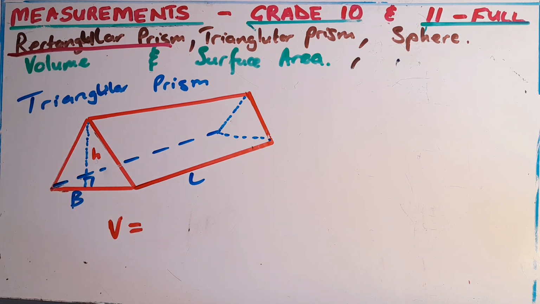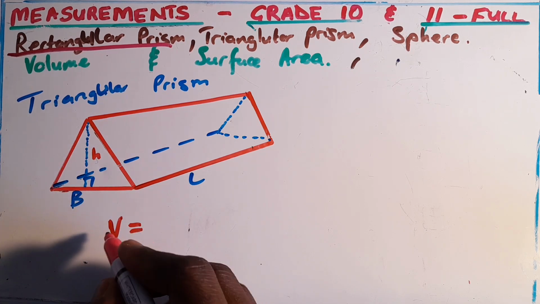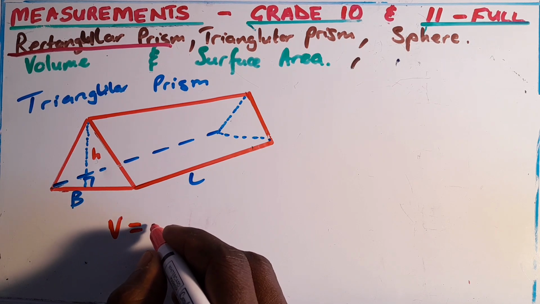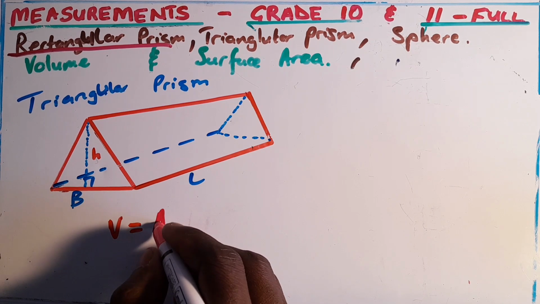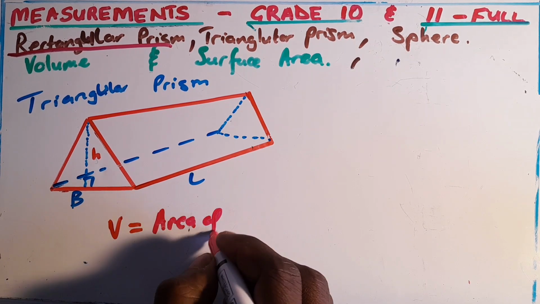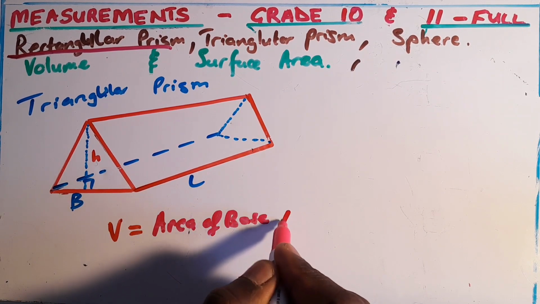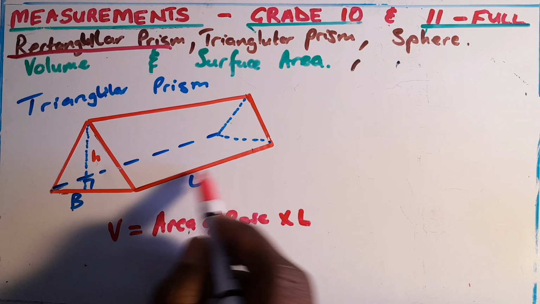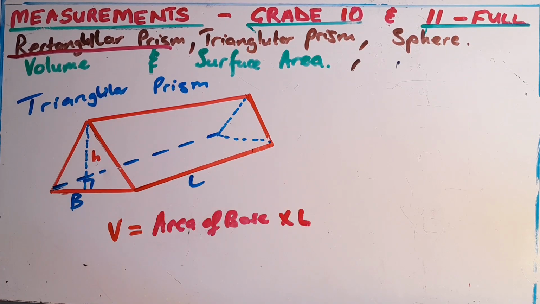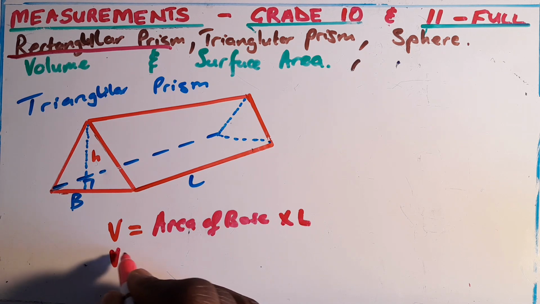Calculating the volume of this, we can say the volume of a triangular prism is equal to the area of the base multiplied by the length, or the height. So it means that our volume now becomes what?